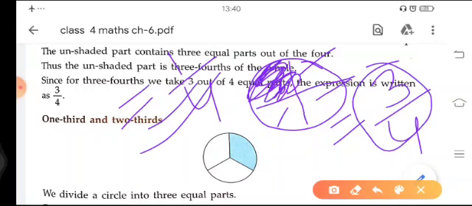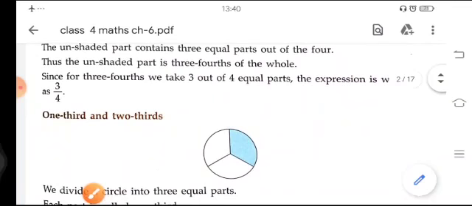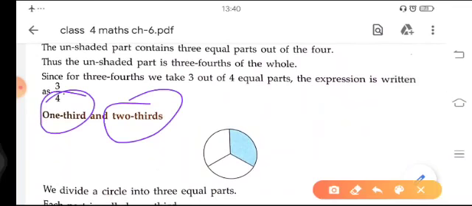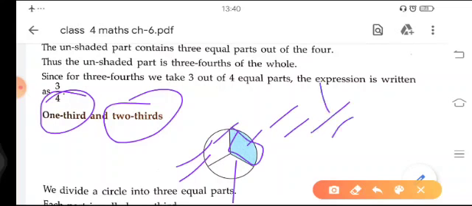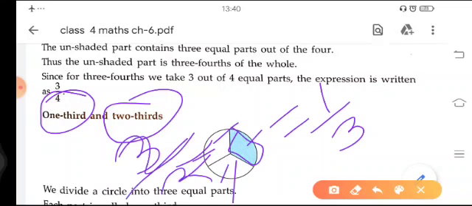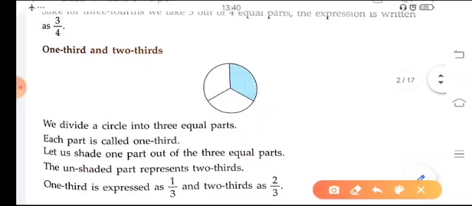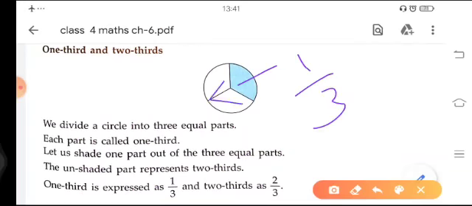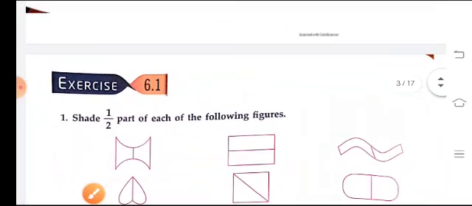Similarly, if we are talking about 1/3 or 2/3, suppose this is a circle and it is divided into 3 equal parts and I had shaded only one part, then it is known as 1/3. And what is the portion of the unshaded part? That is 2/3. The shaded part is 1/3 and the unshaded part is 2/3, right? So similarly we can write the fractions like this.